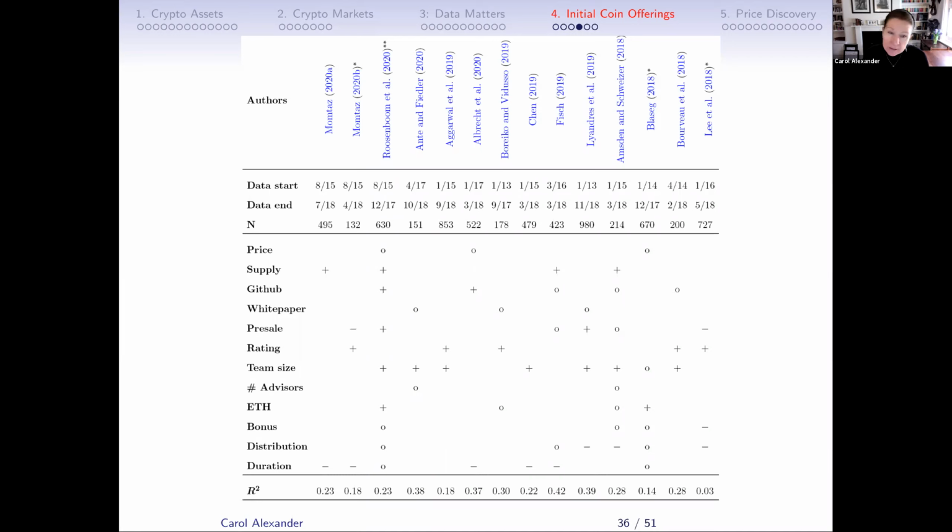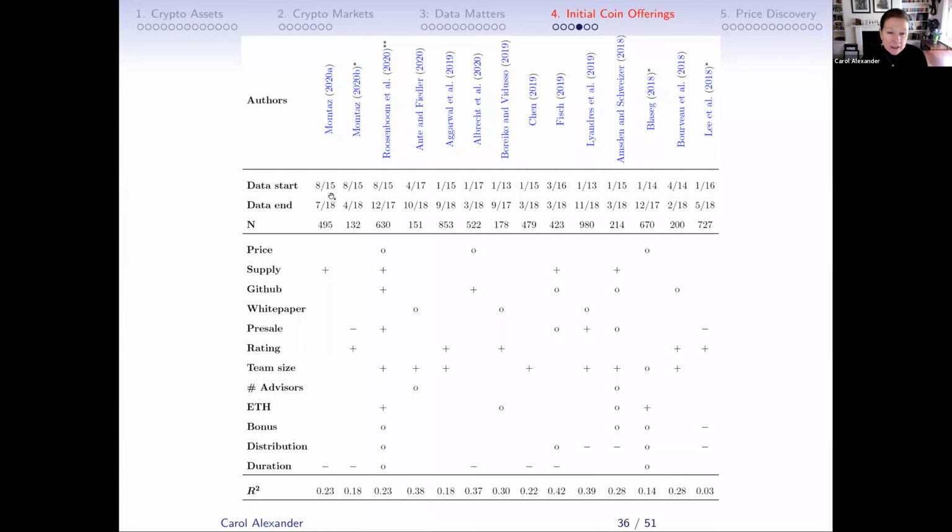Some people didn't do that. Momtaz, those ones with 1 asterisk, just looked at the amount raised. And some, like Rosenblum, looked at log of 1 plus the amount raised. I'm not quite sure why they did that, because it's approximately, well, I don't know. But anyway, log of 1 plus the amount raised. Various different start and end dates, most of them ending by, I think this is the latest, October 2018. And we saw already that the face of initial coin offerings has changed substantially since then.